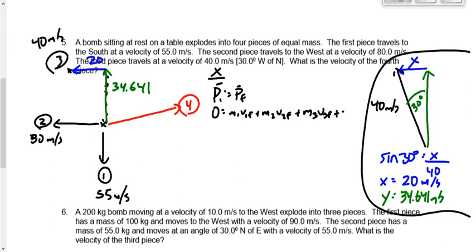This is the first time we've had 4 of them. But in the end, that doesn't make it harder, really, right? It just makes it more work. You could have 50 pieces flying off, and we do it the same way. We just have a lot more work to do. That's all. Masses cancel because it's the same mass.